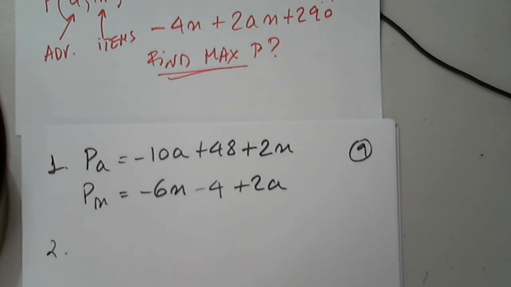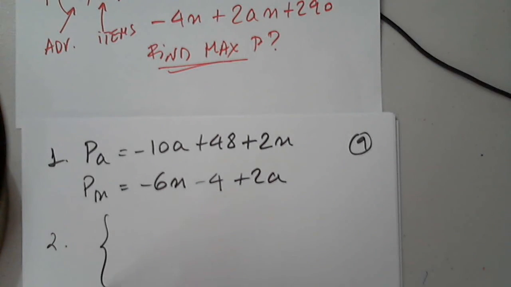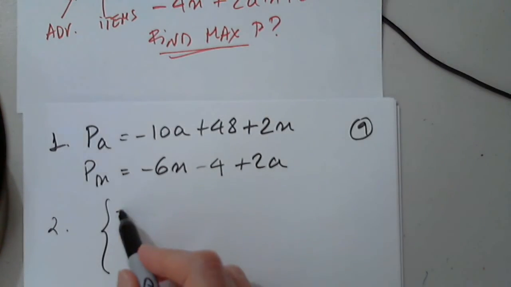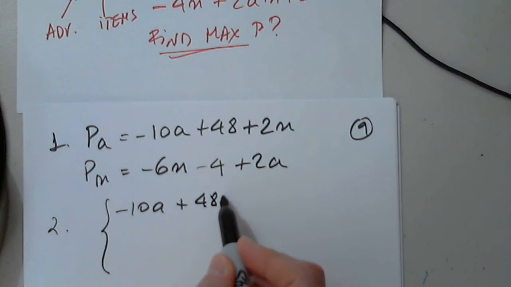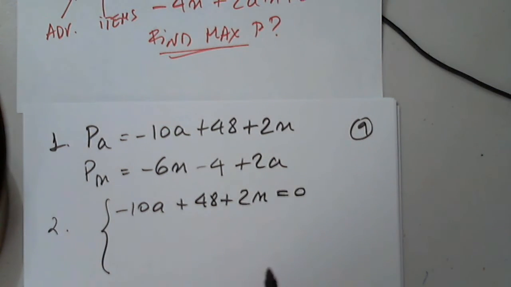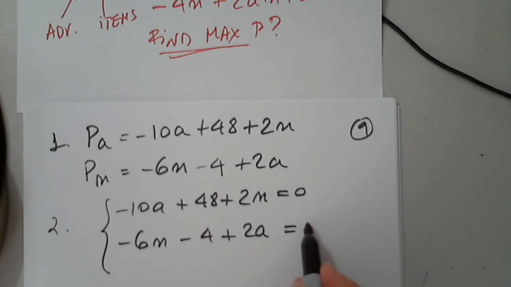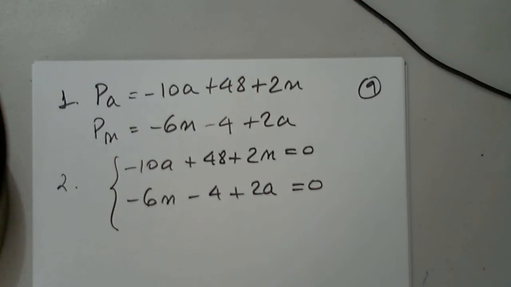In step number 2, I set them equal to zero, creating a system. So negative 10a plus 48 plus 2n equals 0. Negative 6n minus 4 plus 2a equals 0. Tell me if you have any questions so far. Let's stop for a second and see. Any questions?